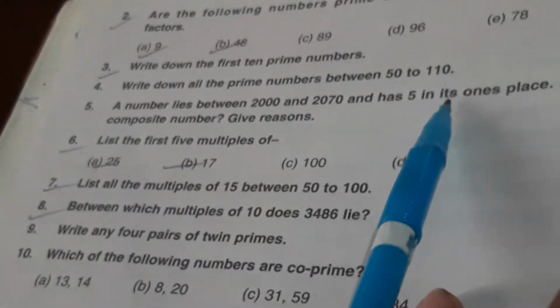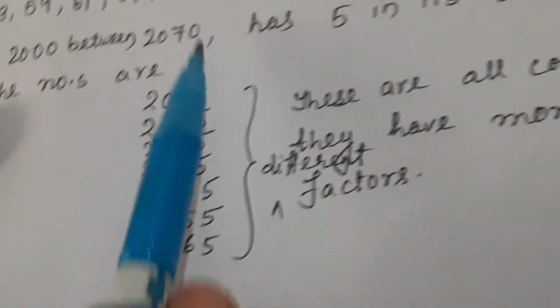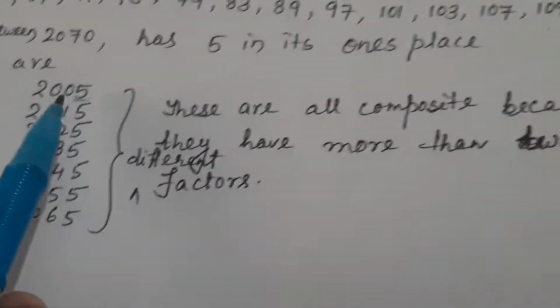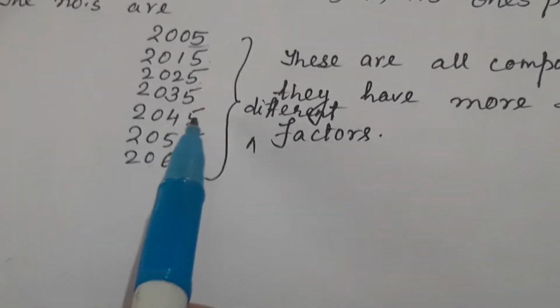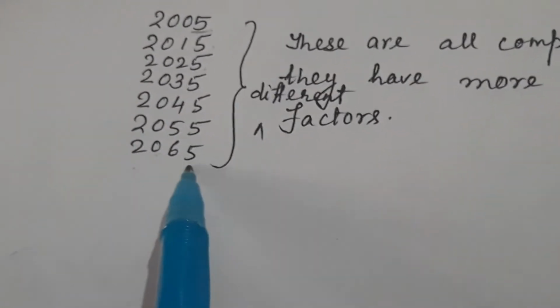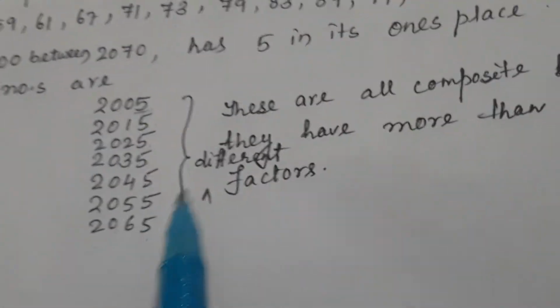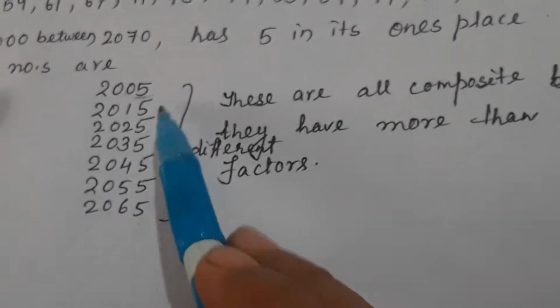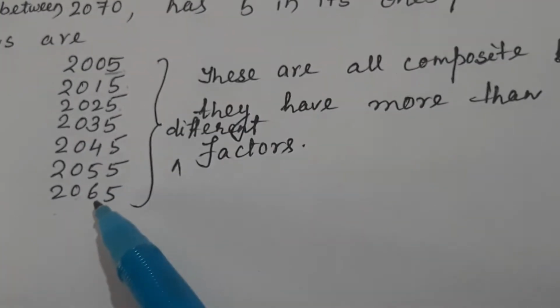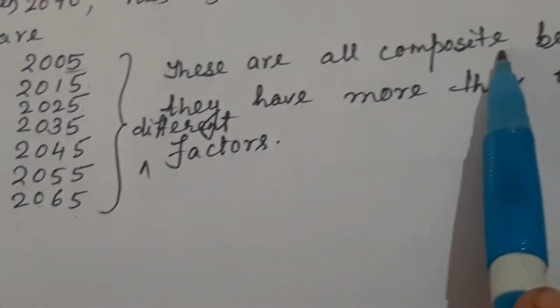Give reasons. A number lies between 2000 and 2070 and 5 is the ones place digit. I have written the numbers between 2000 and 2070 with ones place digit 5: 2005, 2015, 2025, 2035, 2045, 2055, 2065. These have 5 as the ones place digit. Then tell me, are these composite or prime numbers? These are all composite numbers.